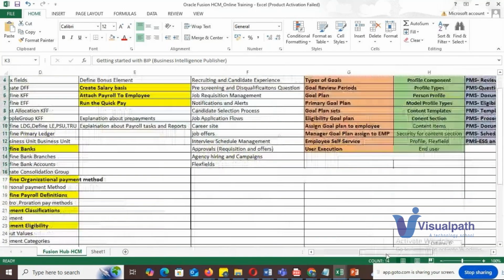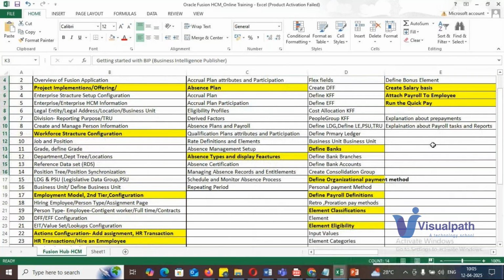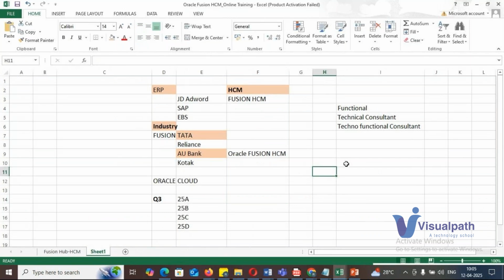Suppose you are a functional consultant. You would be responsible for the coordination of the client interactions and everything. So here someone asked me what the demand in the market is.